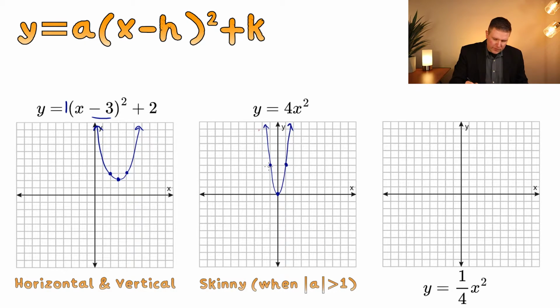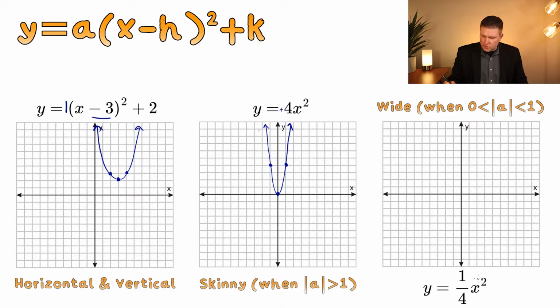So what you want to remember is that if the absolute value of A is greater than 1, then that means it gets narrower or skinnier than usual because that growth is getting multiplied by a number. So it ends up growing really fast in the positive or negative direction. This time it's positive because it is positive 4. So yeah, looks narrower.